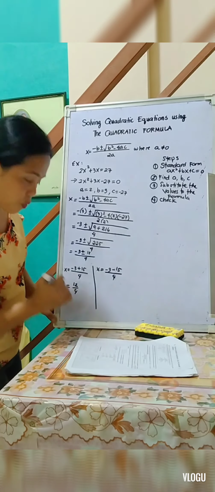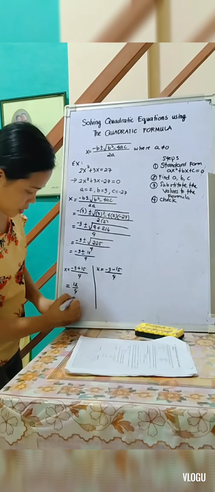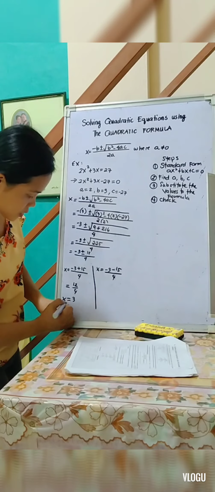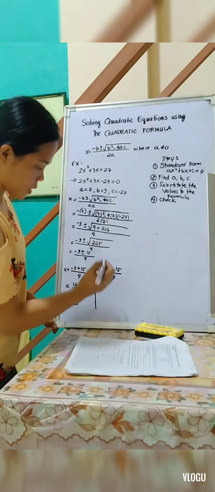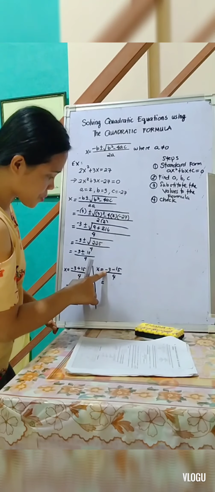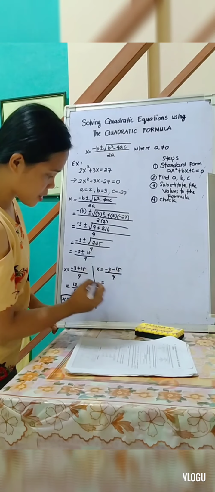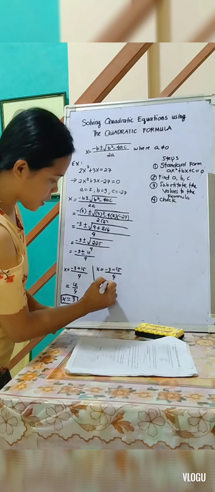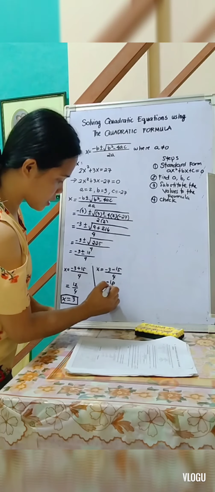And 12 over 4 is equal to 3. So the value of our x is equal to 3. That's the first solution. Here, negative 3 and negative 15, that is equal to negative 18.